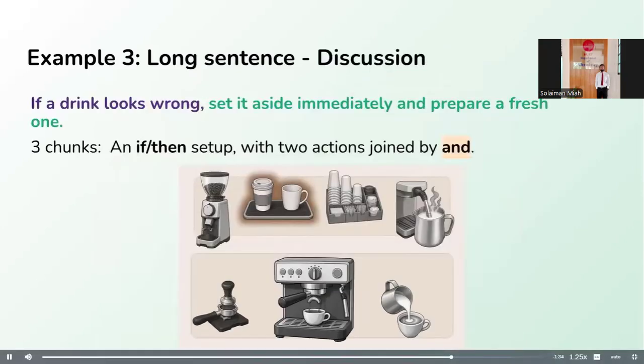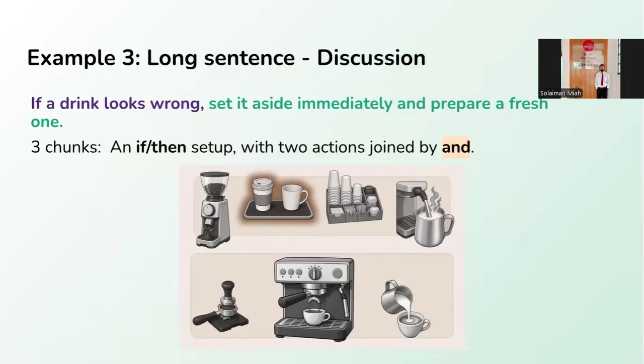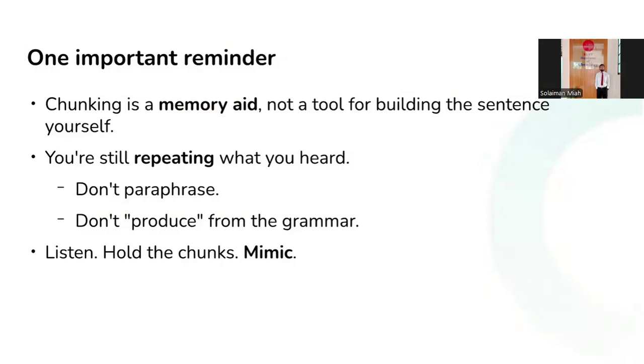That example actually combined 2 of the shapes we just talked about. It's an if-then structure. If the drink looks wrong, sets up the situation, and the second half tells you what to do about it. And that second half combines 2 action chunks with and, set it aside immediately, and prepare a fresh one. An important reminder on all of this.